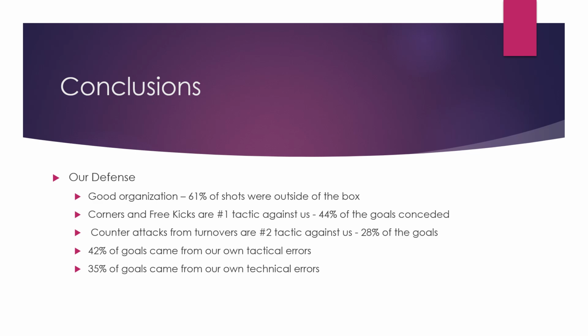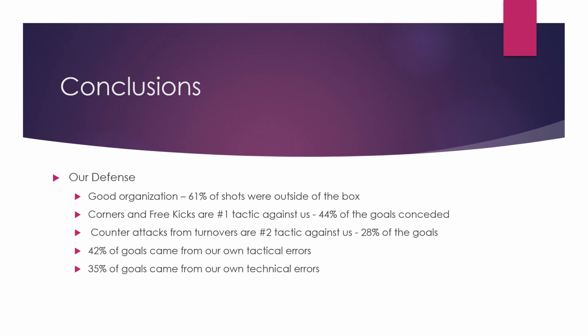Corners and free kicks are our number one tactic used against us, so 44% of the goals conceded. We just have to improve on that. Counterattacks from turnovers are number 2, and that comes from our style of play, and that's going to happen. We can improve on just our decisions and our execution of our soccer decisions.